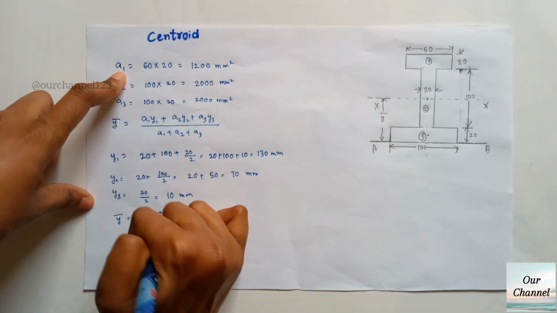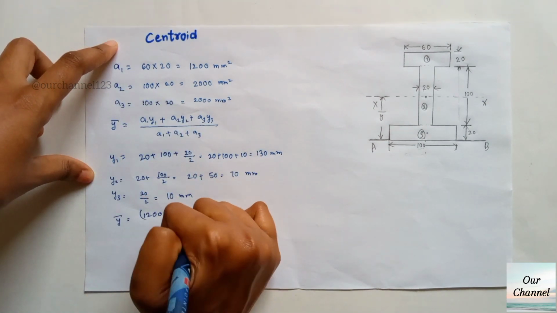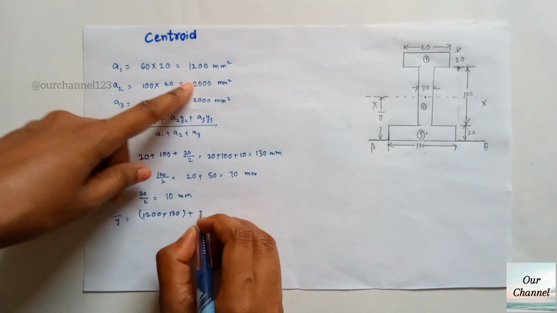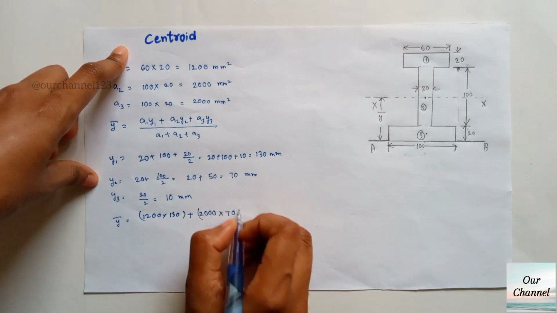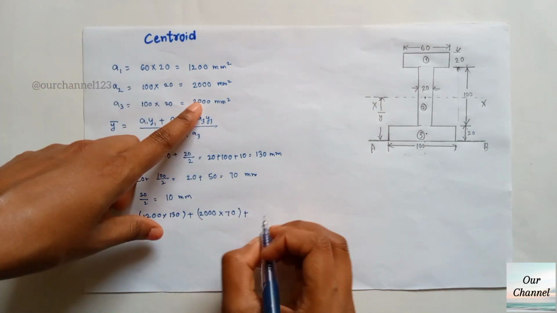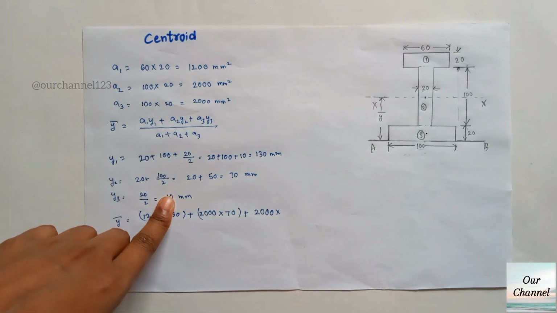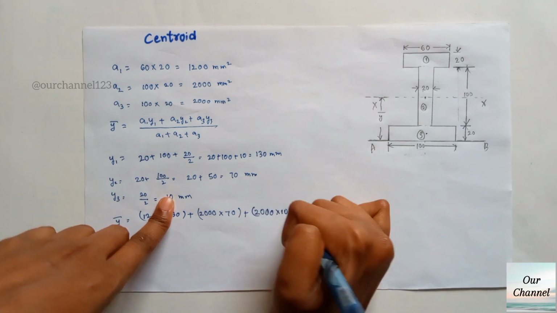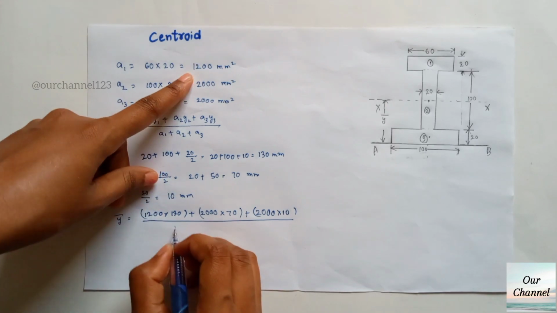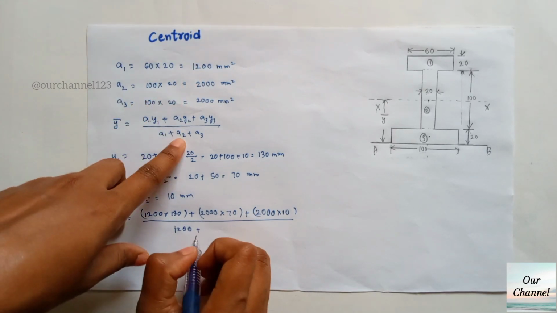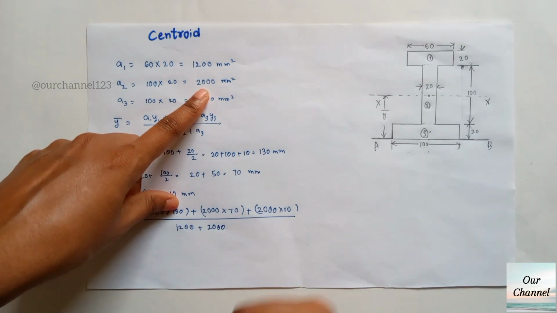A1 1200 into Y1 130 mm plus A2 2000, Y2 70 plus A3 2000, Y3 10 divided by total area 1200 plus 2000 plus 2000.